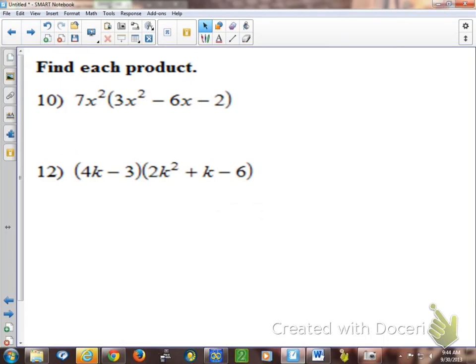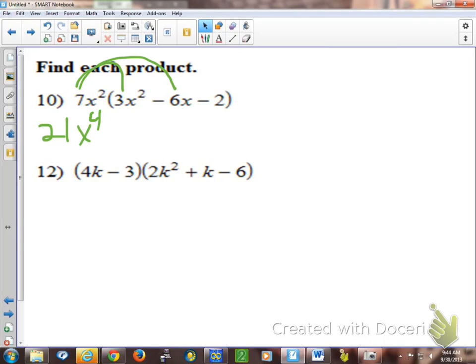All right, find each product. So, we are going to distribute. All multiplication is just about distribution. What's 7 times 3? 21. What's x squared times x squared? X to the 4th, that's right. Very good. When you multiply common bases, you just add the exponents.